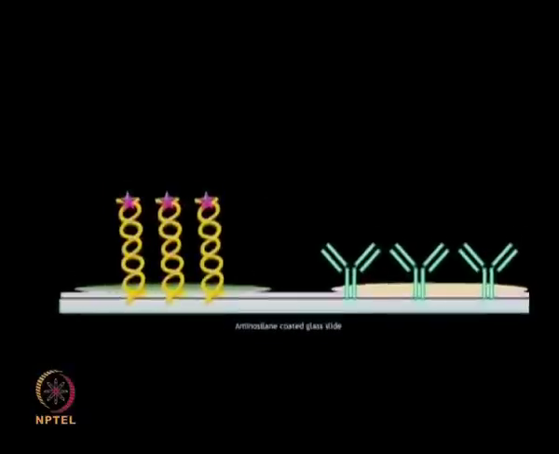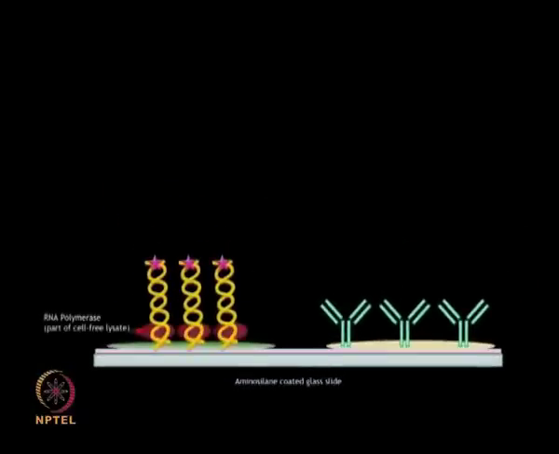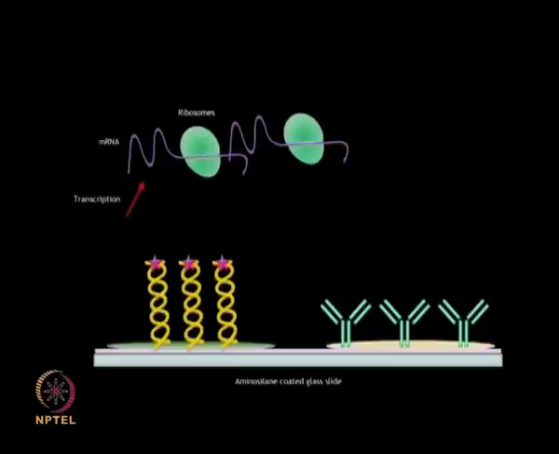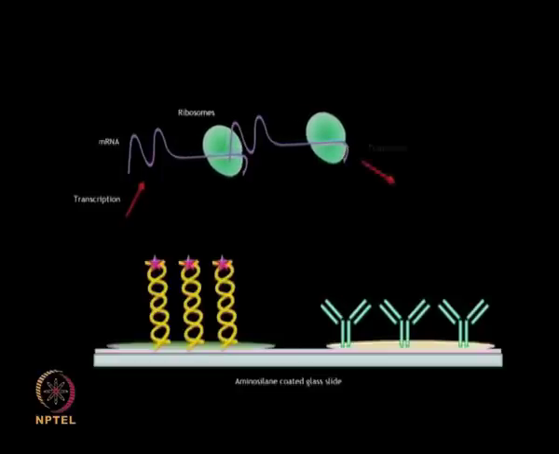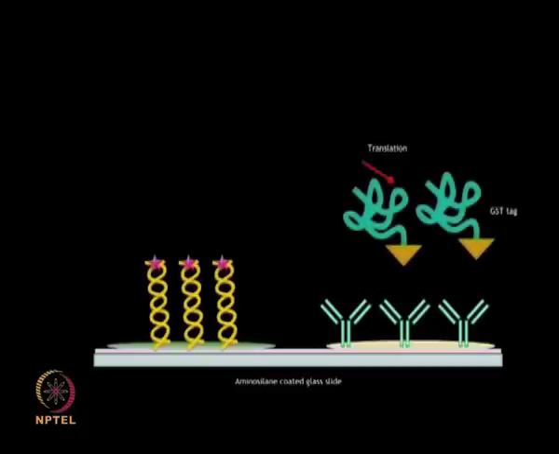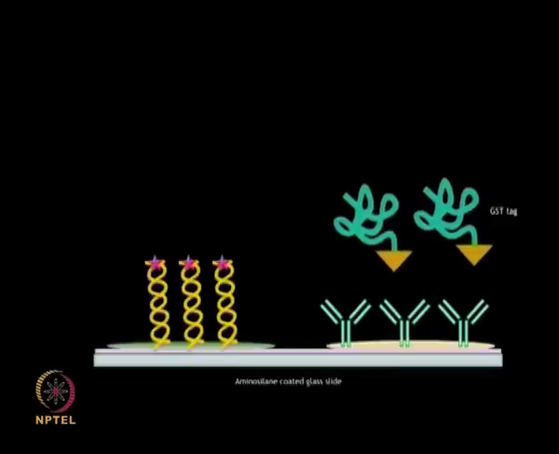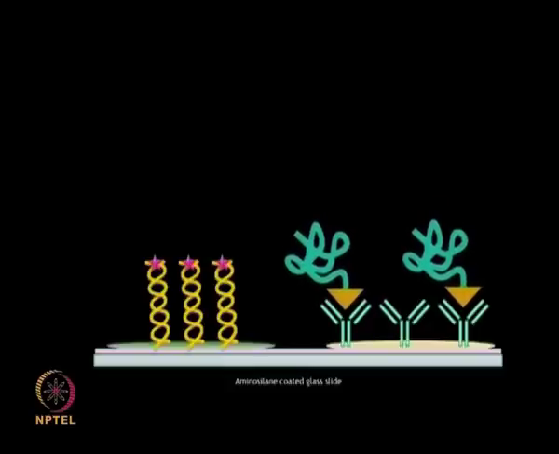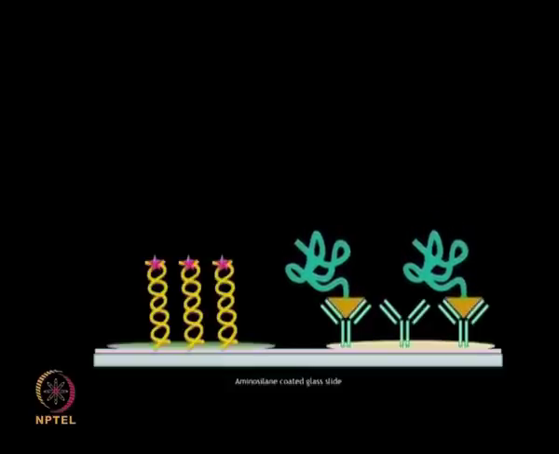The cDNA is expressed by using cell-free lysate to give the corresponding protein with its GST tag fused. After transcription and translation, the protein is synthesized and the tag enables the capture of protein onto the slide by using anti-GST antibody.